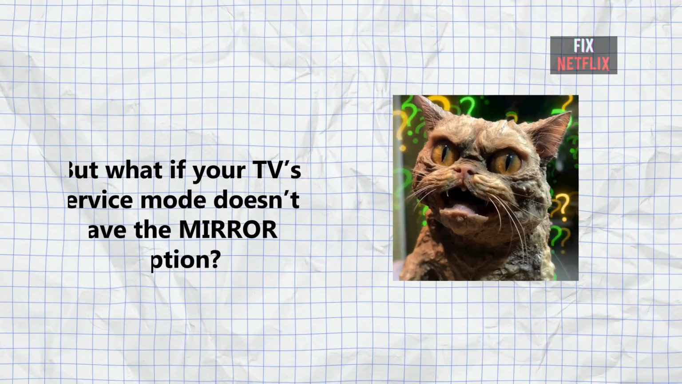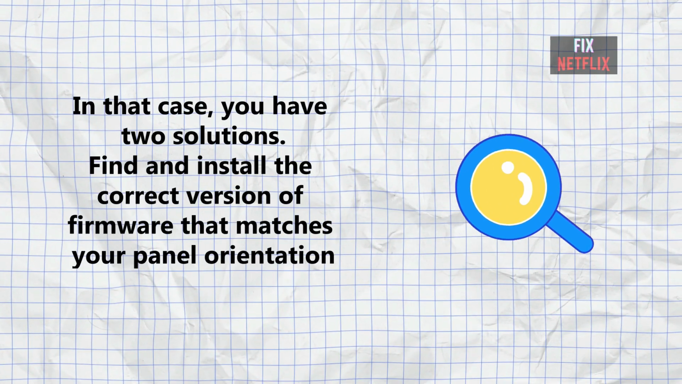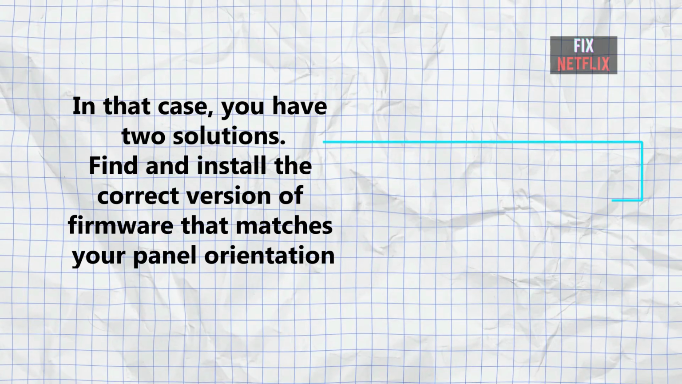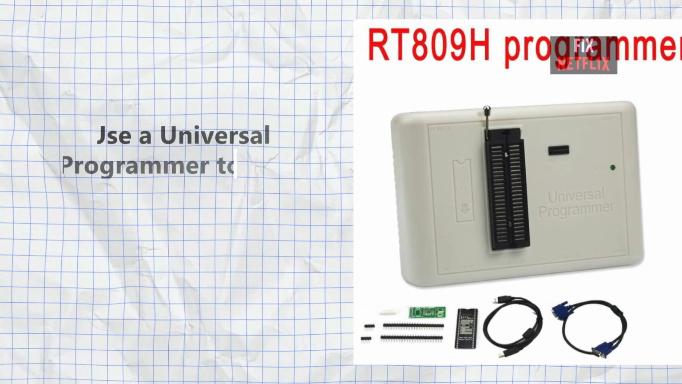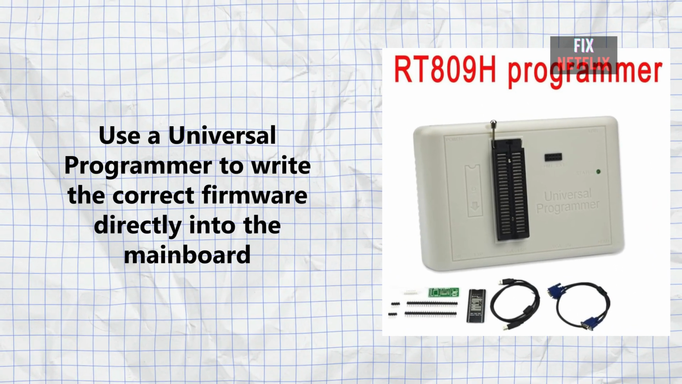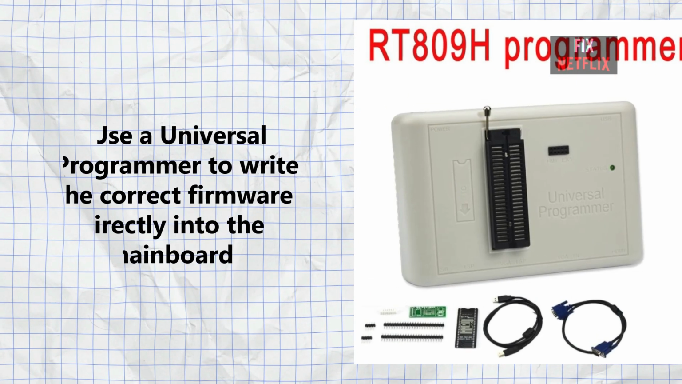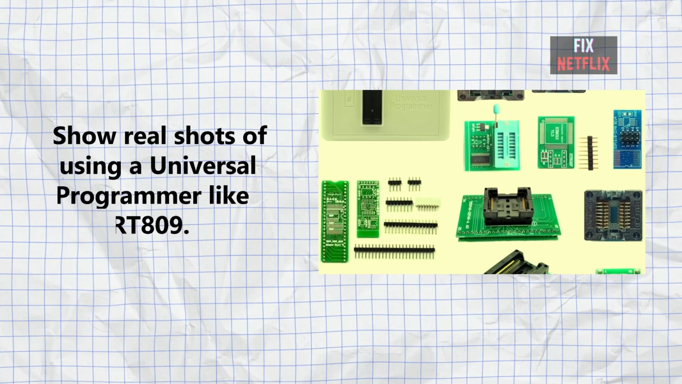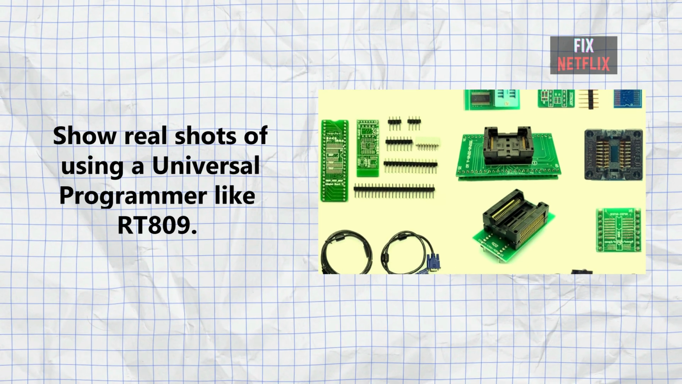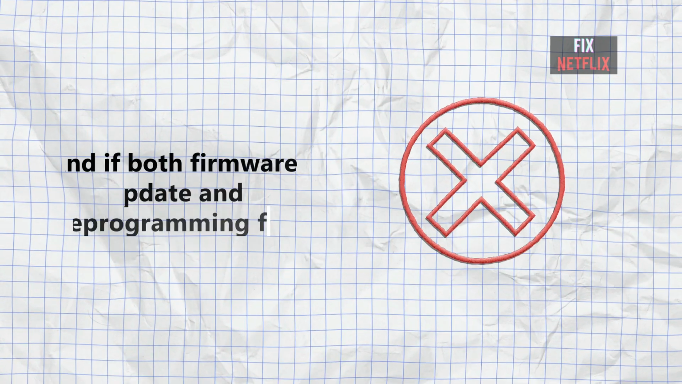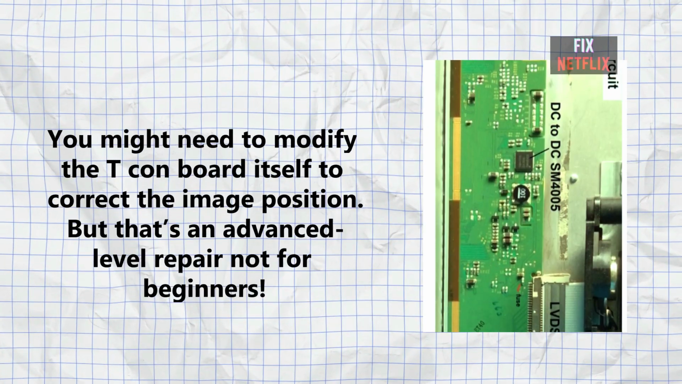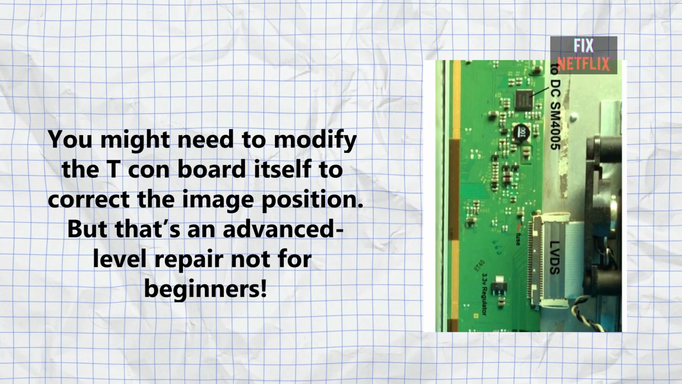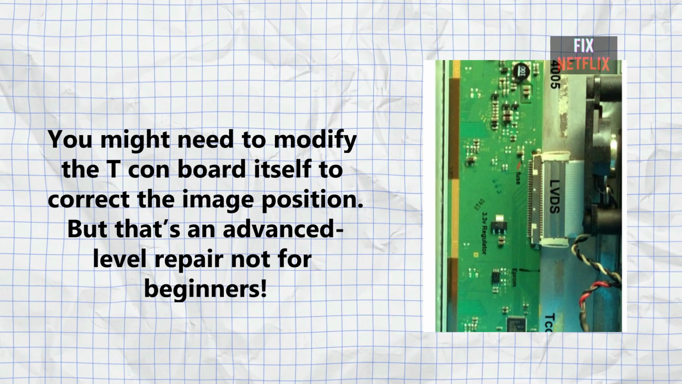But what if your TV's service mode doesn't have the mirror option? In that case, you have two solutions: find and install the correct version of firmware that matches your panel orientation, or use a universal programmer to write the correct firmware directly into the mainboard, like the RT809. And if both firmware update and reprogramming fail, you might need to modify the TCON board itself to correct the image position. But that's an advanced level repair, not for beginners.